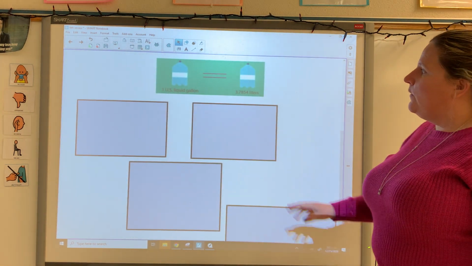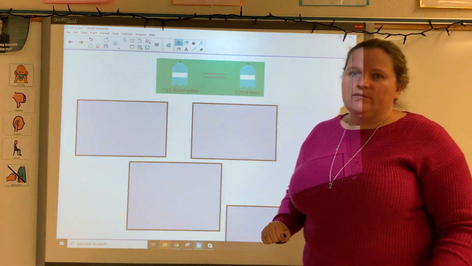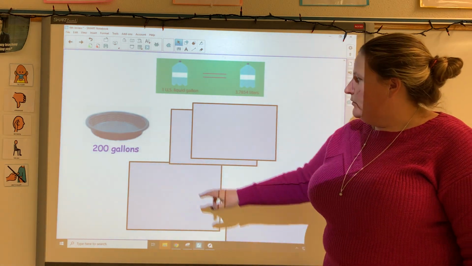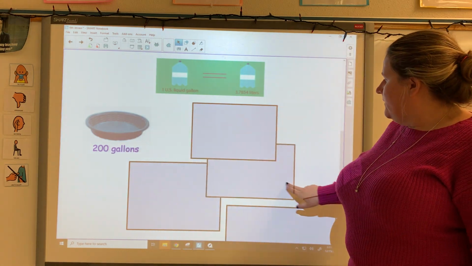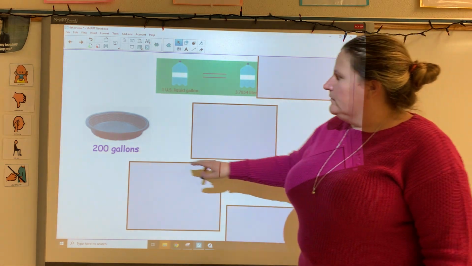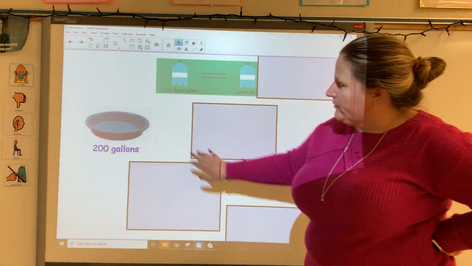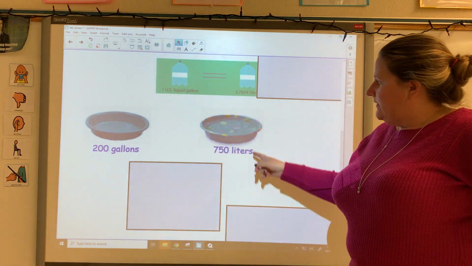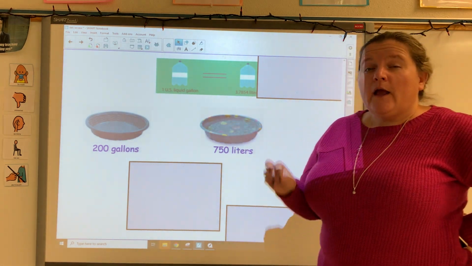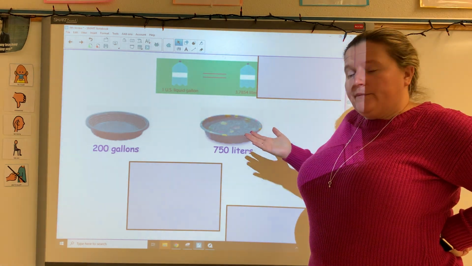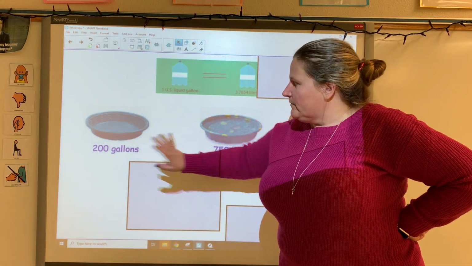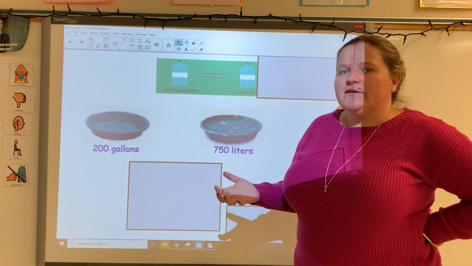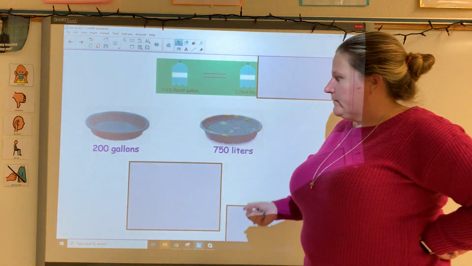So 1 gallon is equal to 3.7854 liters, okay? So imagine we have this pool. Oops, let me get rid of that. We have our pool, and our pool is 200 gallons. It's a nice, pretty blue pool. Over here, I have a fish pool, and this one is 750 liters. Maybe I want to know which one's bigger. So I need to either put them into gallons or into liters to figure out which one is bigger.